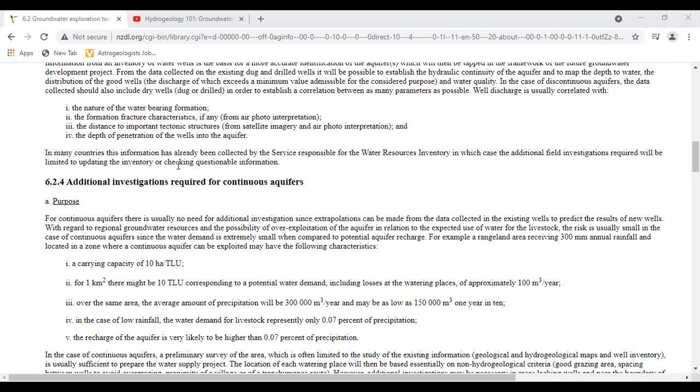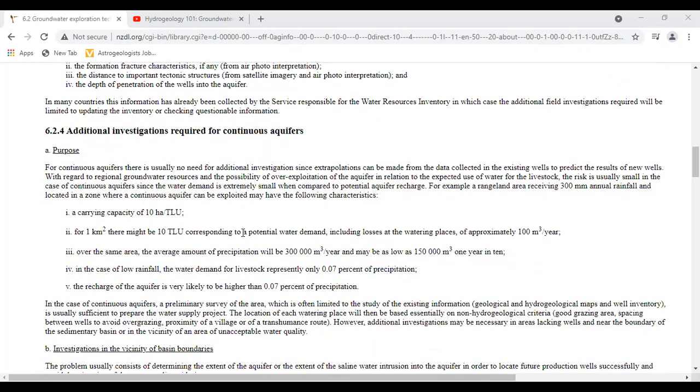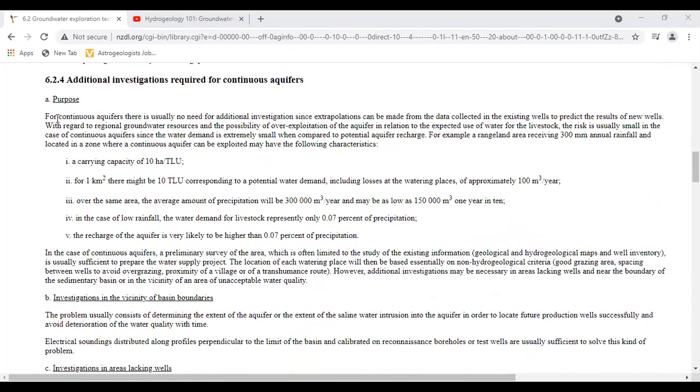And in many countries, this information has already been collected by the service responsible for the water resources inventory, in which case the additional field investigations required will be limited to updating the inventory or checking questionable information. Next, additional investigations required for continuous aquifers. Actually, guys, keep all of these in mind. These are all the groundwater exploration techniques.